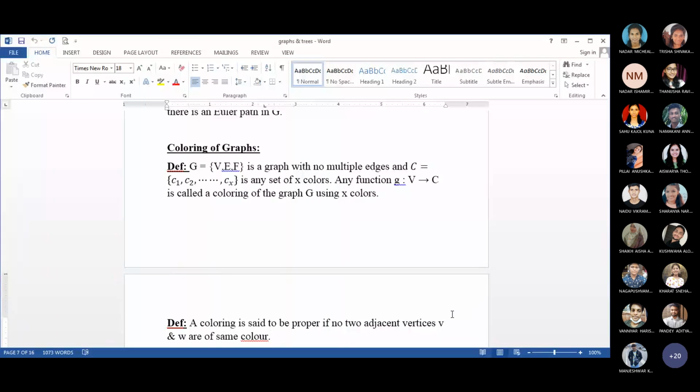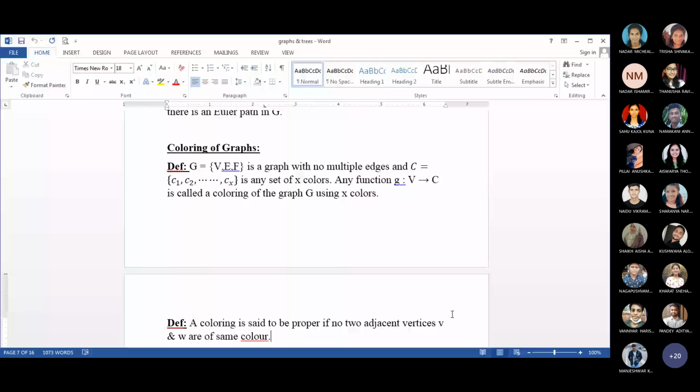So we have G to be a graph with components V, E, and F with no multiple edges. C is a set of X colors. That means C1, C2, C3 that you see are different colors. Like C1 may be green, C2 may be red, C3 may be black, of that kind. We have C to be a set consisting of X colors.